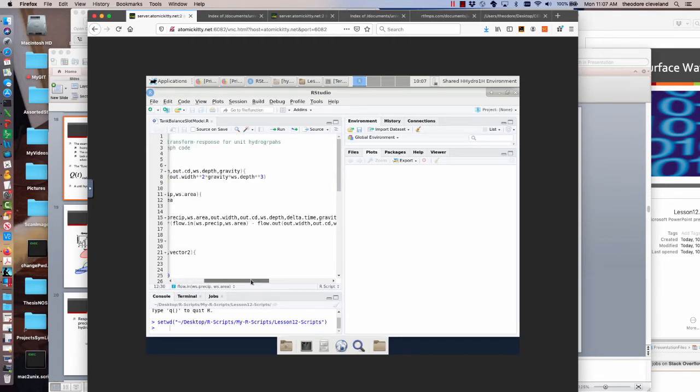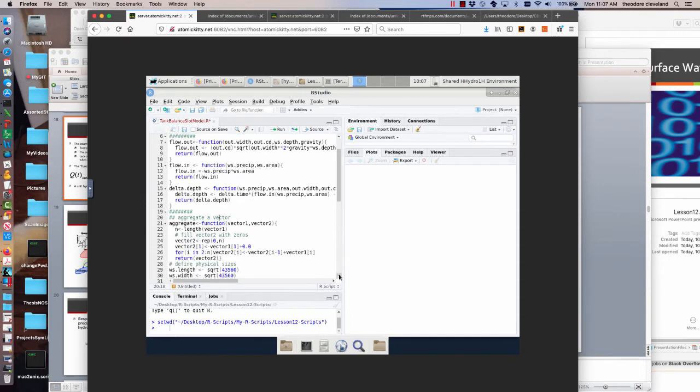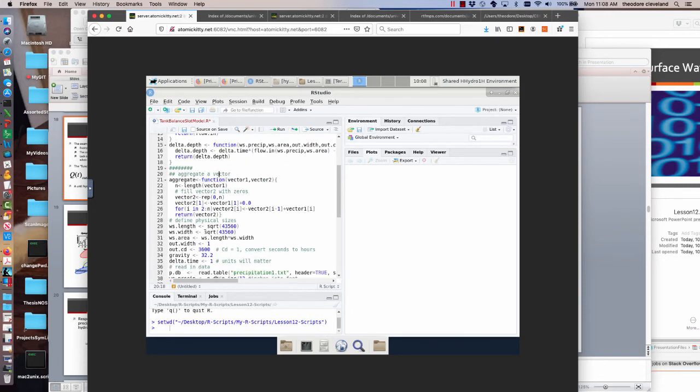And the inflow function is precip times area, and then the change in depth is essentially the storage equation. Well, it is the storage equation. Inflow minus outflow equals change in storage, and then divide by the area to return that as a depth. And we have our aggregation function, which is used to take our incrementals and make it cumulative. And then here's the actual simulation, this physical size. You can look at that and see that's an acre. The outlet width at this point is set to 1. Let's move it up to 6.